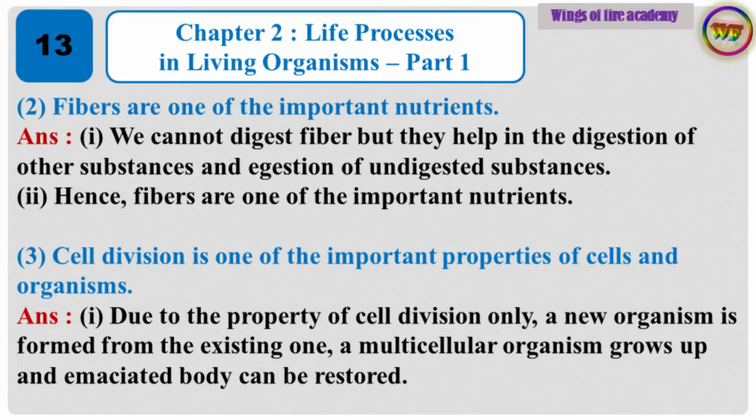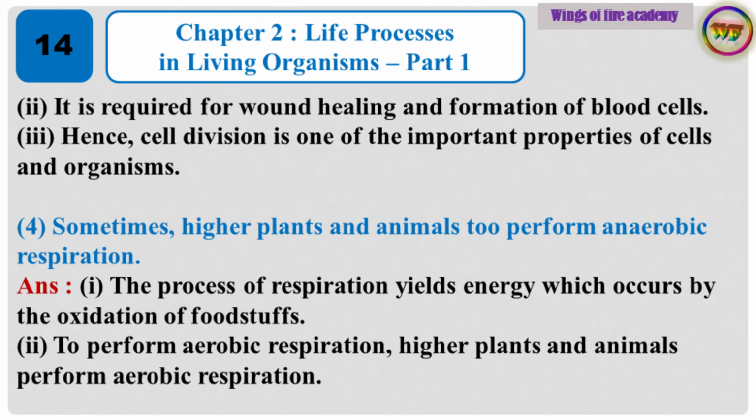Sub-question 3. Cell division is one of the important properties of cells and organisms. Answer. 1. Due to the property of cell division only, a new organism is formed from the existing one, a multicellular organism grows up and an emaciated body can be restored. 2. It is required for wound healing and formation of blood cells. 3. Hence, cell division is one of the important properties of cells and organisms.